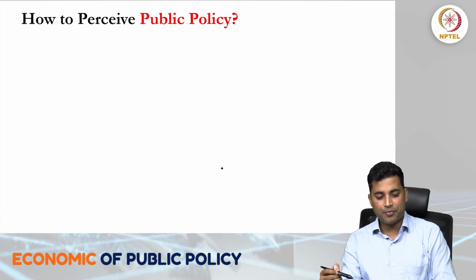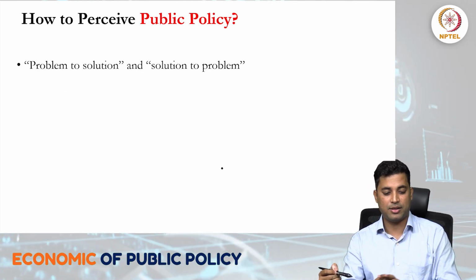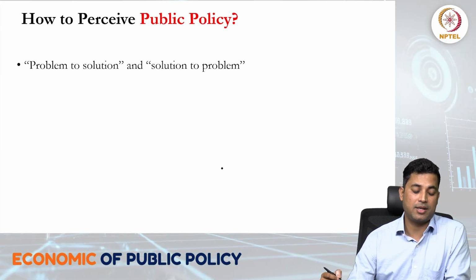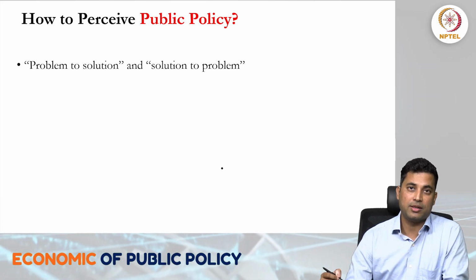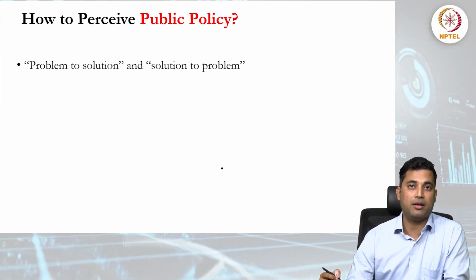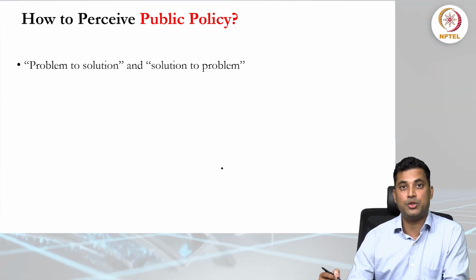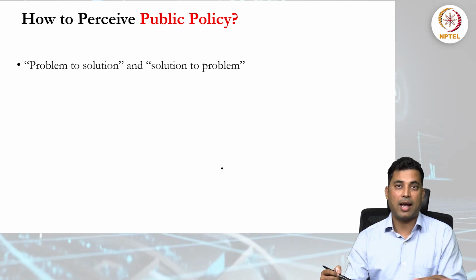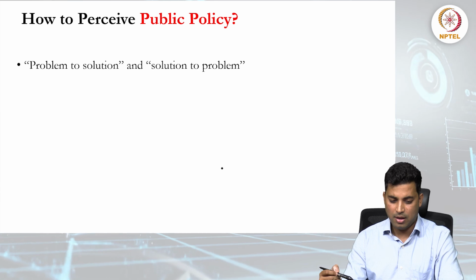So now how to perceive public policy, that is important, because the definition from Thomas Dye and any other definitions that are given by many authors and institutions actually allow us to think whether this is problem to solution or we are moving from solutions to problem. So this binary, paradoxical thing is what we have to understand while critically understanding public policy.